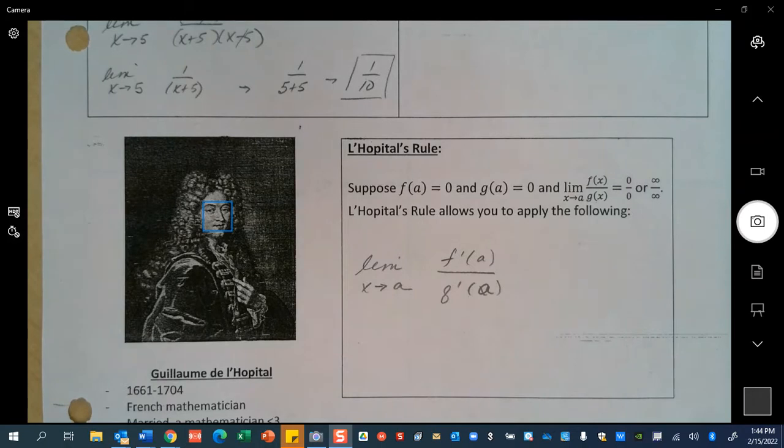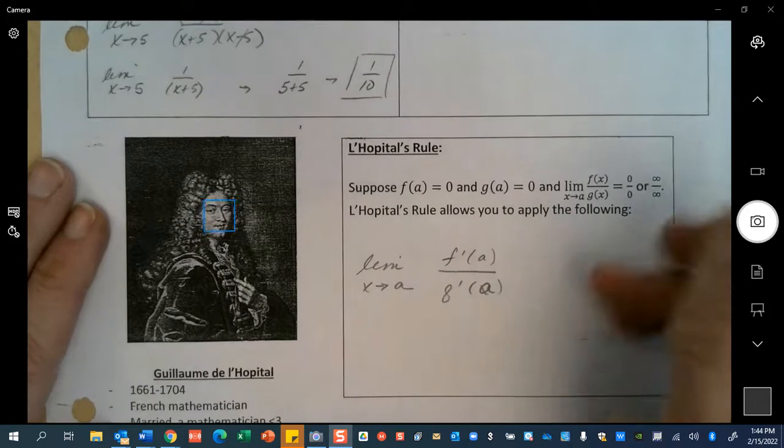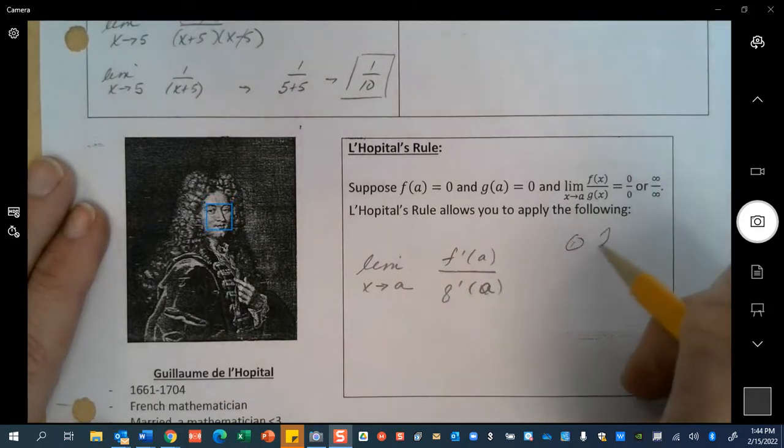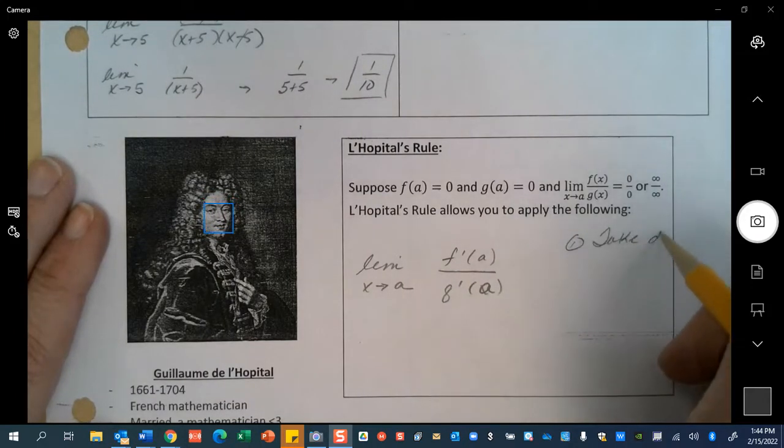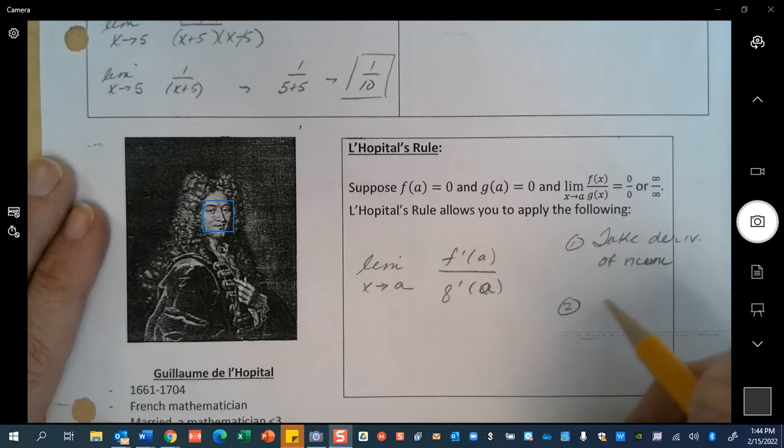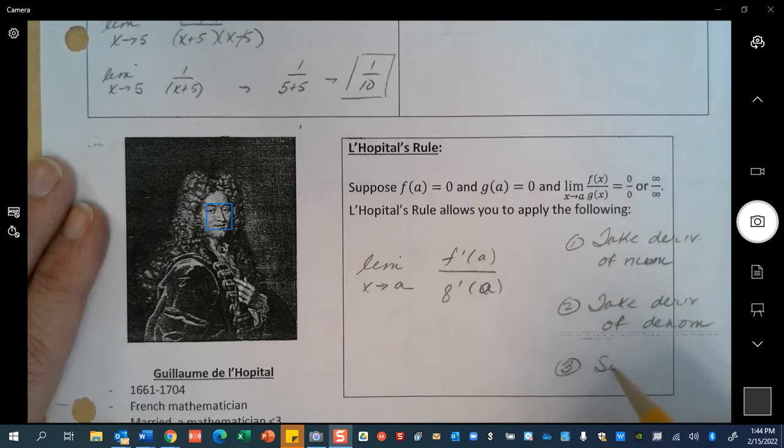And that's it. So what we're going to do is we're going to take the derivative of my numerator. We're going to take the derivative of the denominator, and I'm going to substitute to find the limit.